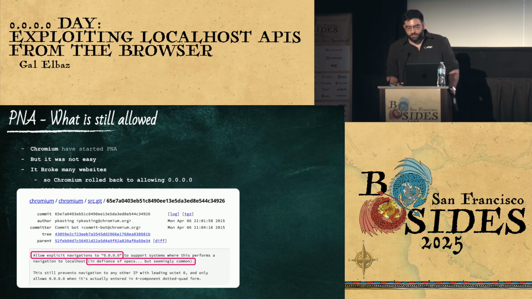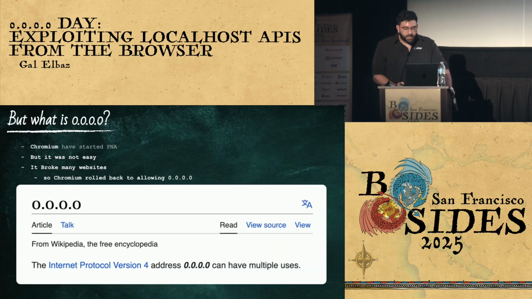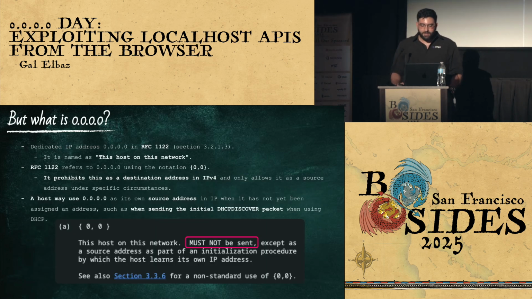this led to the fact that a lot of the PNA things that we saw are blocked today in all modern browsers, besides this 0.0.0.0. And what is this weird address? Okay, let's talk about it. If you just Wikipedia that, you'll see that this address has multiple uses. What does that mean, right? And when you deep dive into it, 0.0.0.0 basically means, again from the RFC, this host on this network.